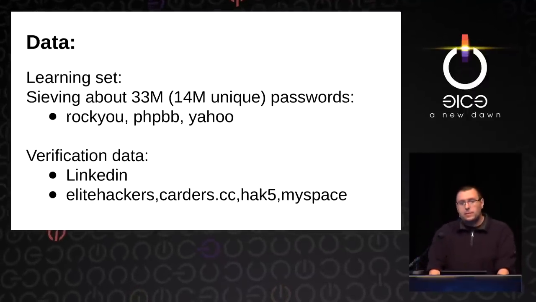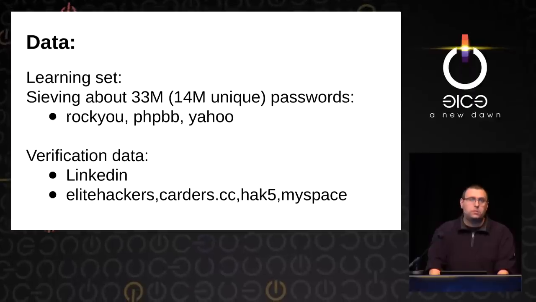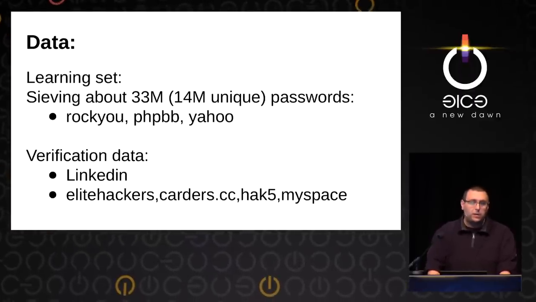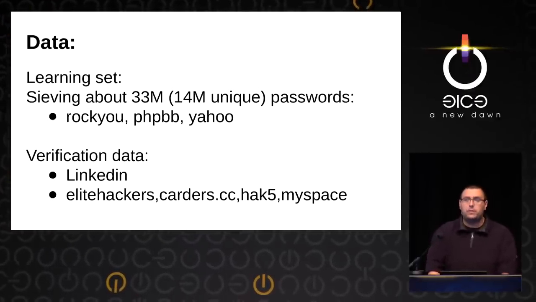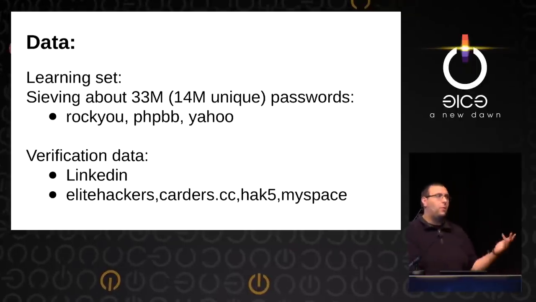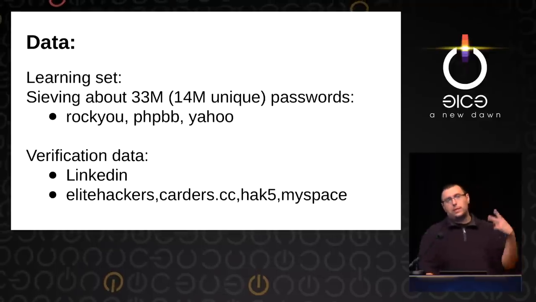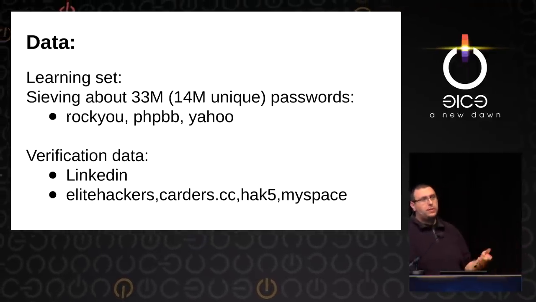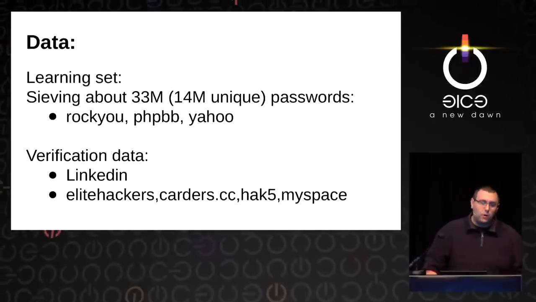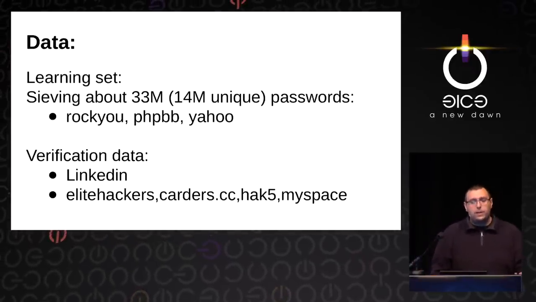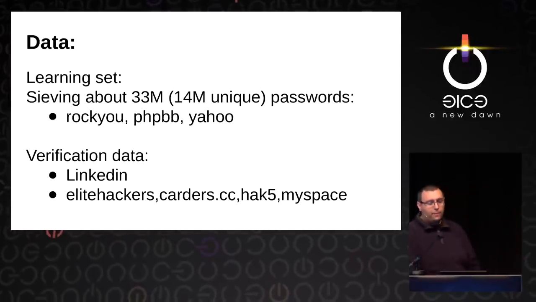The three biggest lists that were available were RockYou, phpBB, and Yahoo. Anybody that does password research knows those lists as popular public lists. The verification data was two sets of lists. The first one was LinkedIn, which is the second biggest leak after RockYou, and the second one was from Elite Hackers, Carter CC, Hak5, and MySpace pages.